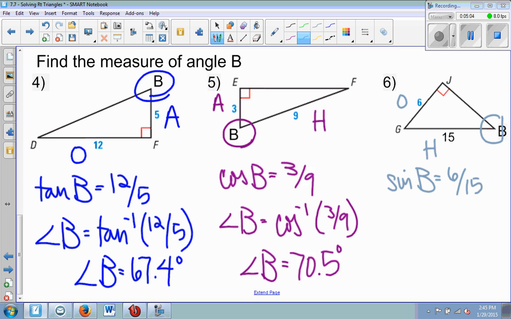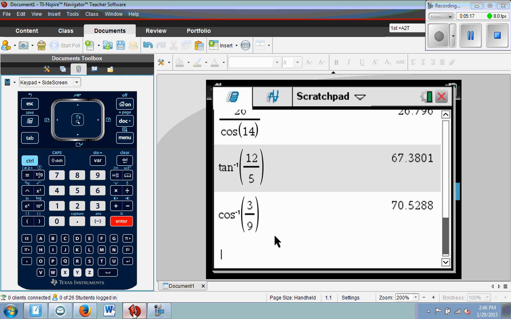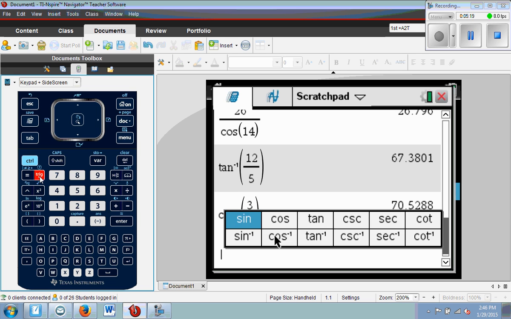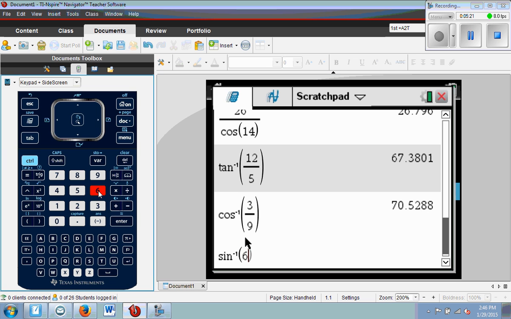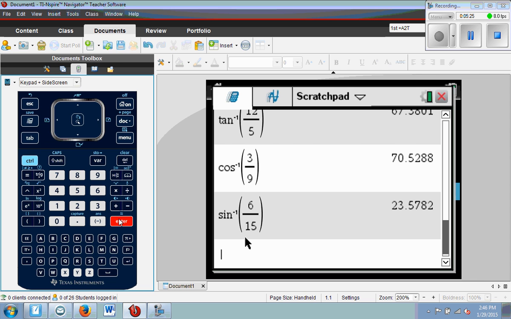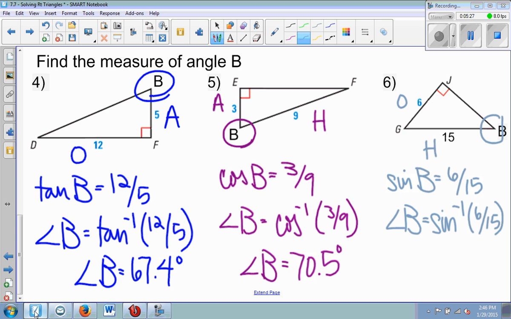Opposite over hypotenuse. If I want to find angle B, again, I'm not going to type sine in the calculator. I'm going to type sine inverse in the calculator because I'm trying to find an angle measure. So we go to the calculator, we do sine inverse of 6 over 15, and the calculator tells me my angle measure is 23.6 degrees.